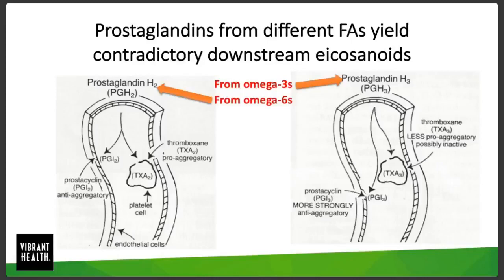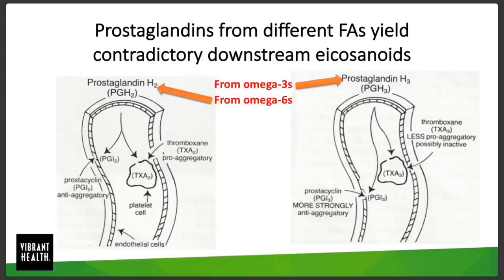The type of prostacyclin and thromboxane one ends up with depends on the type of prostaglandin that's served as the starting material. The fatty acid used to make the prostaglandin, therefore, has a profound effect on the pro-aggregatory property of the thromboxane and on the anti-aggregatory strength of the prostacyclin. Looking at the left side of the slide, prostaglandin H2, made from omega-6 fatty acids, is produced in and metabolized by the platelets into a relatively strong thromboxane called TXA2. The same prostaglandin is also made in endothelial cells and metabolized to produce a prostacyclin called PGI2.